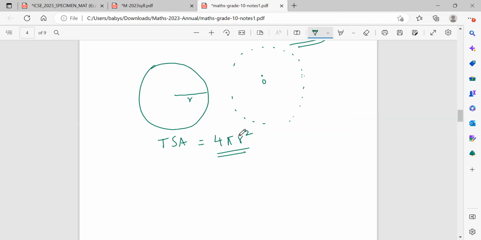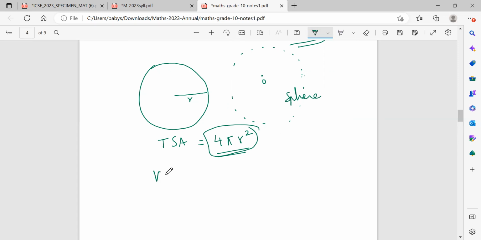Again, they found this empirically, so you don't have to prove anything. Just make a note of it. The surface area of the sphere will be 4 pi r square.